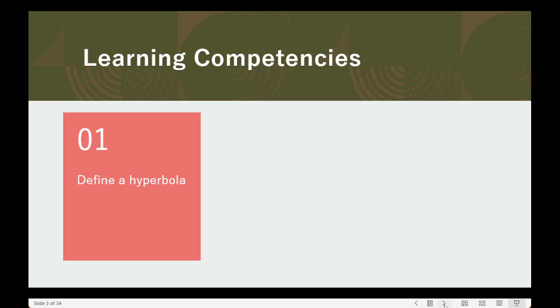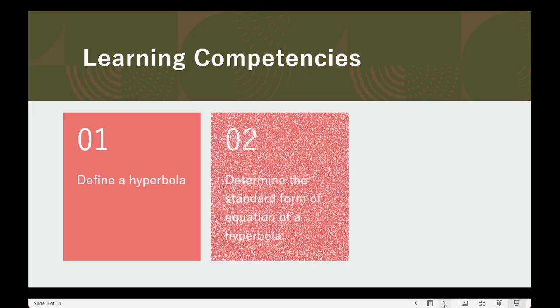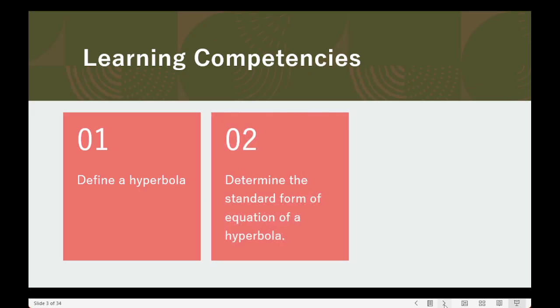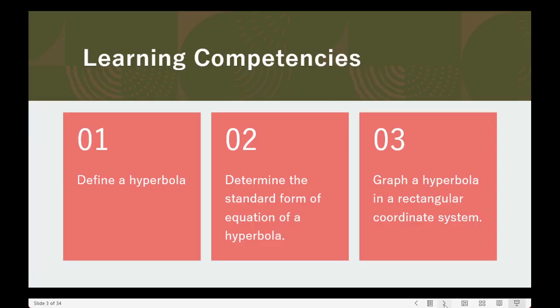In this video, I'm going to discuss the definition of hyperbola and how to determine the standard form of the equation of such conic section. And also, how are we going to sketch or trace the graph of the hyperbola.